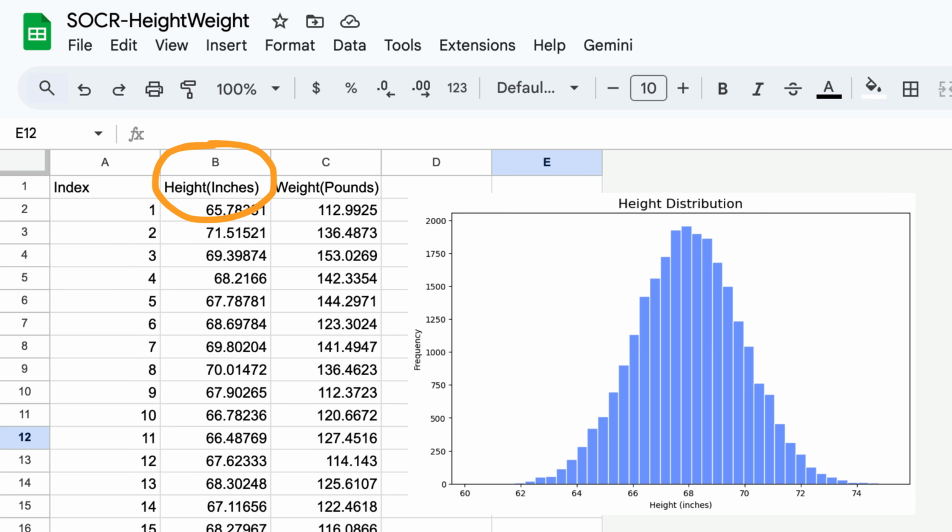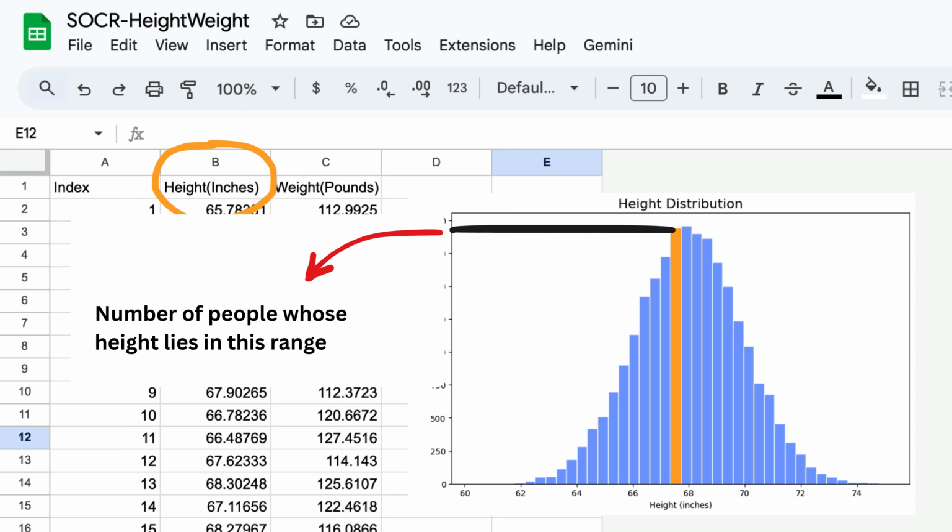A histogram is simply a graph that shows how many times different values appear by grouping them into small ranges. On the x-axis here, you see the ranges of height in inches, and on the y-axis, you see how many people fall inside each height range. Each height range, or each rectangle, tells you the count or the number of people whose height lies within that small rectangular band.